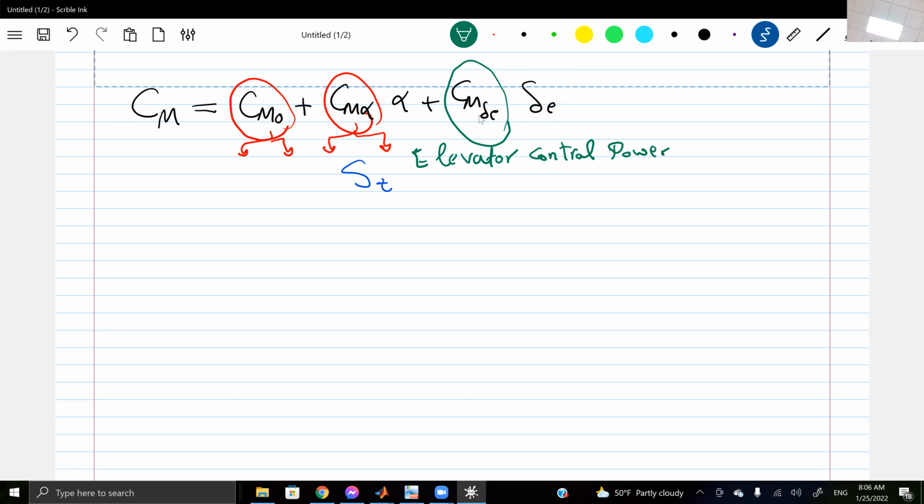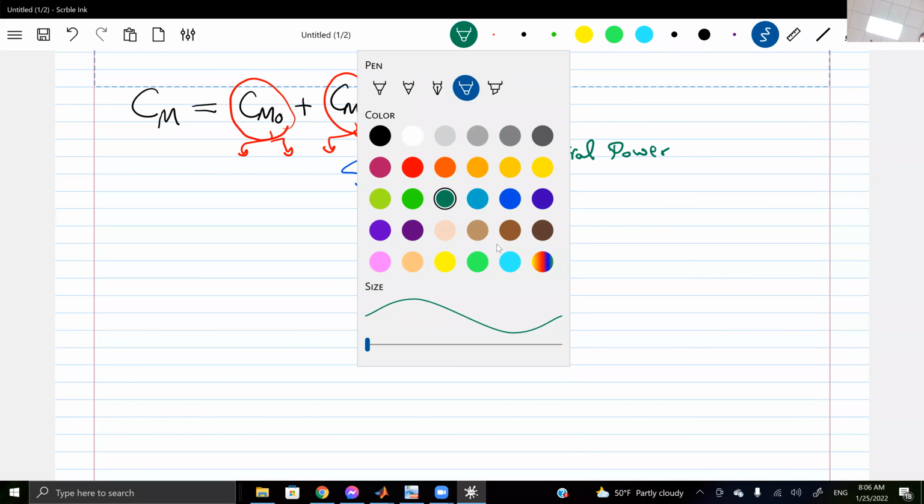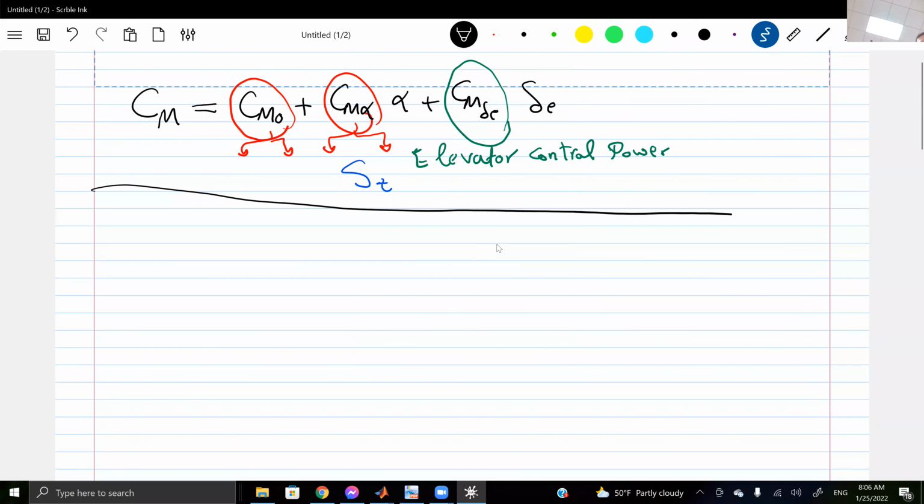Is it powerful enough? Is it weak? For 1 degree, how much pitching moment you're gonna get? So we expect that it will be proportional to the elevator size, and we're gonna size the elevator to achieve a certain elevator control power. Any question about that? Any question?